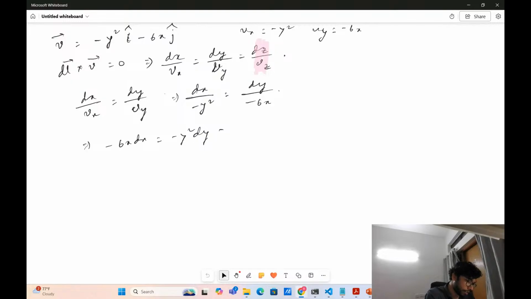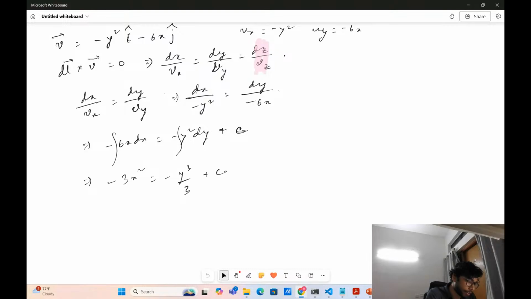Yeah. And then you just integrate it plus some integration constant c. So this will be x squared by 2 minus 3x squared, and this will be minus y cubed by 3 plus c. So this is your equation of a streamline, right?